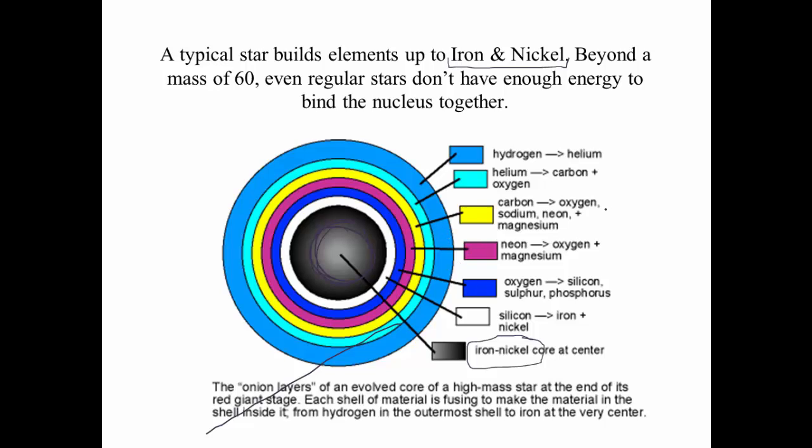But a typical star only has enough energy to build up to iron. Beyond that, even the energy in a star isn't enough to fuse big atoms like iron and nickel together. So the question is, where did our larger elements come from? We do have elements larger than iron and nickel here on Earth. They're on the periodic table. They're normal elements. So where did they come from?